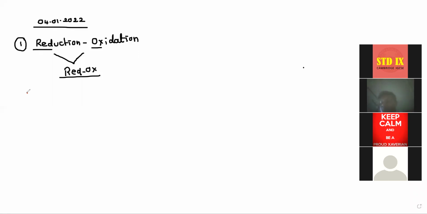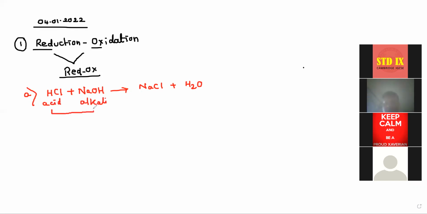Now the question is, if you are really concerned with most of the reactions, let me give you a few examples. Number A: when hydrochloric acid HCl reacts with sodium hydroxide NaOH, the products are NaCl, which is common salt, and water. This type of reaction between an acid and an alkali, or a base, is called neutralization. Neutralization in most cases is not considered to be a redox.